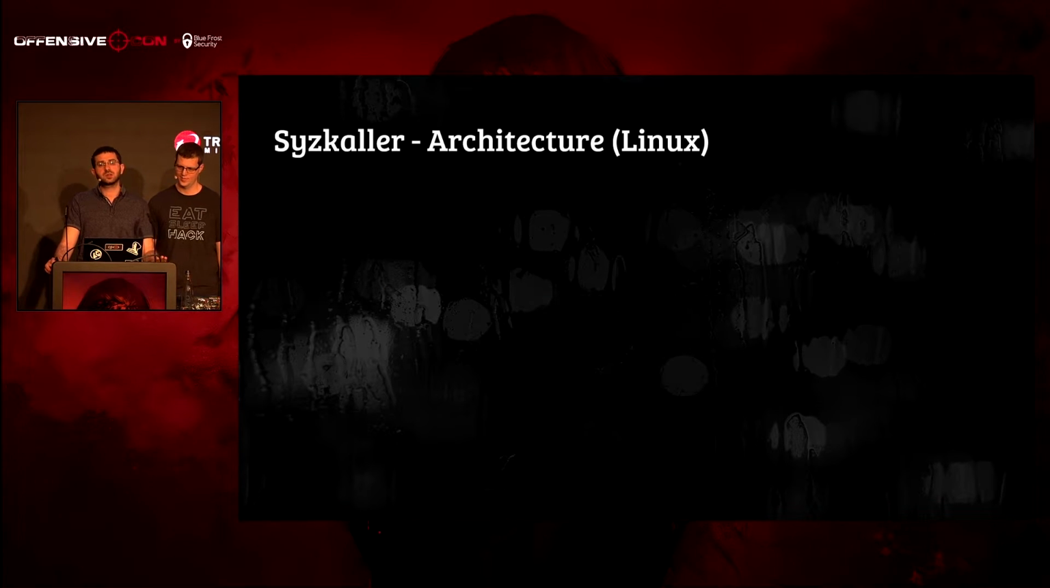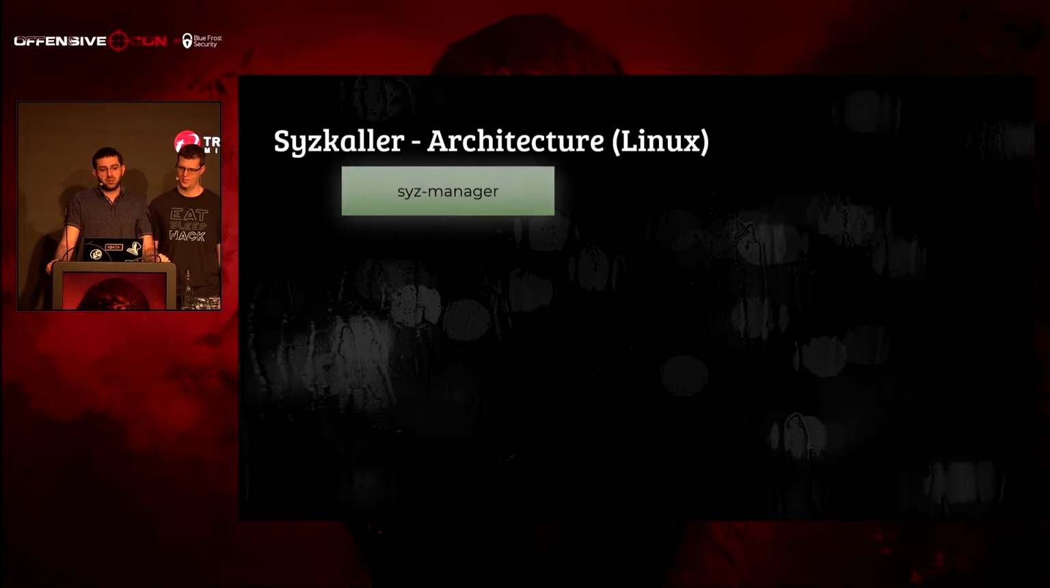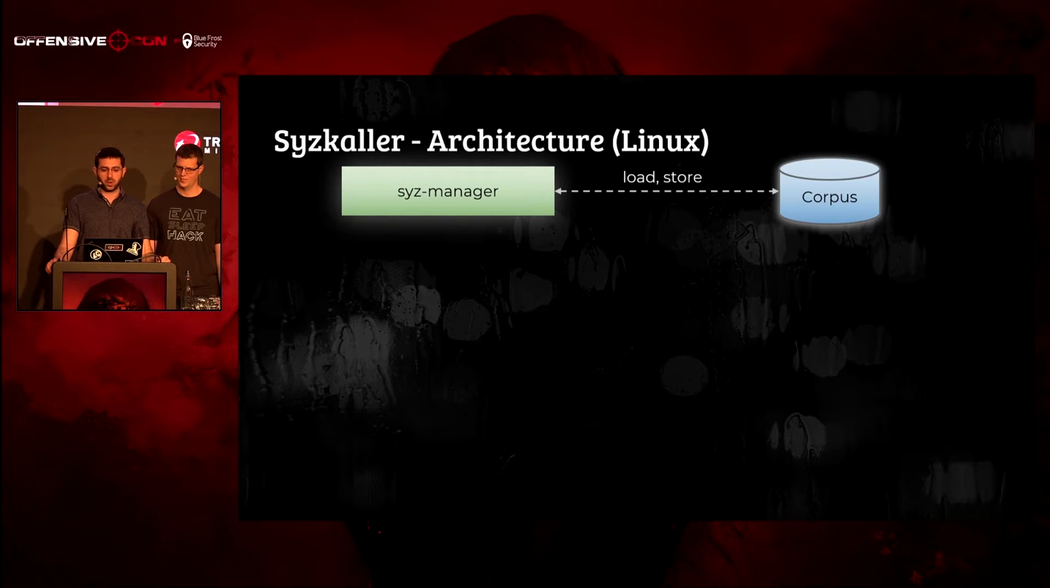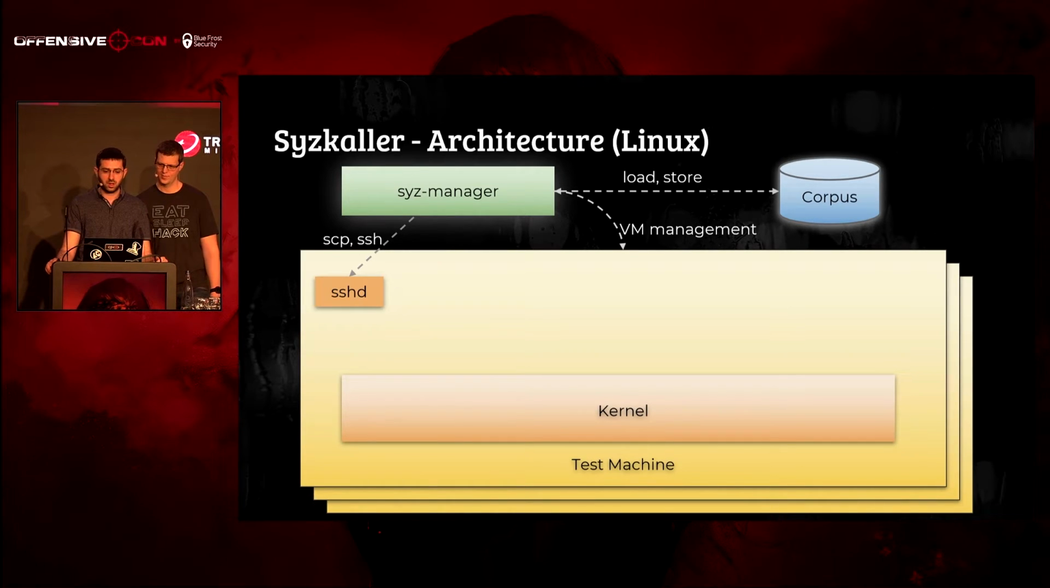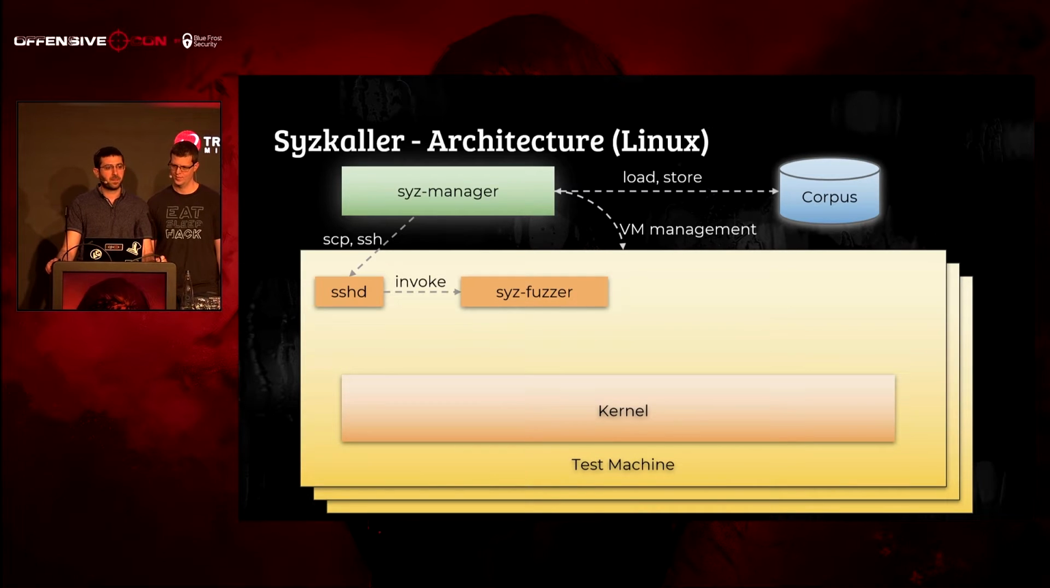Now that we know how Syscaller generates programs, let's look at the bigger picture. The main binary for Syscaller is syz-manager. When it starts, syz-manager will do the following. It will load the corpus of programs. Then it will start the target machines. It will copy the fuzzer and the executor binaries to the machine using SSH and execute the fuzzer. At this point, syz-fuzzer will establish a connection with syz-manager and start communicating by RPC.